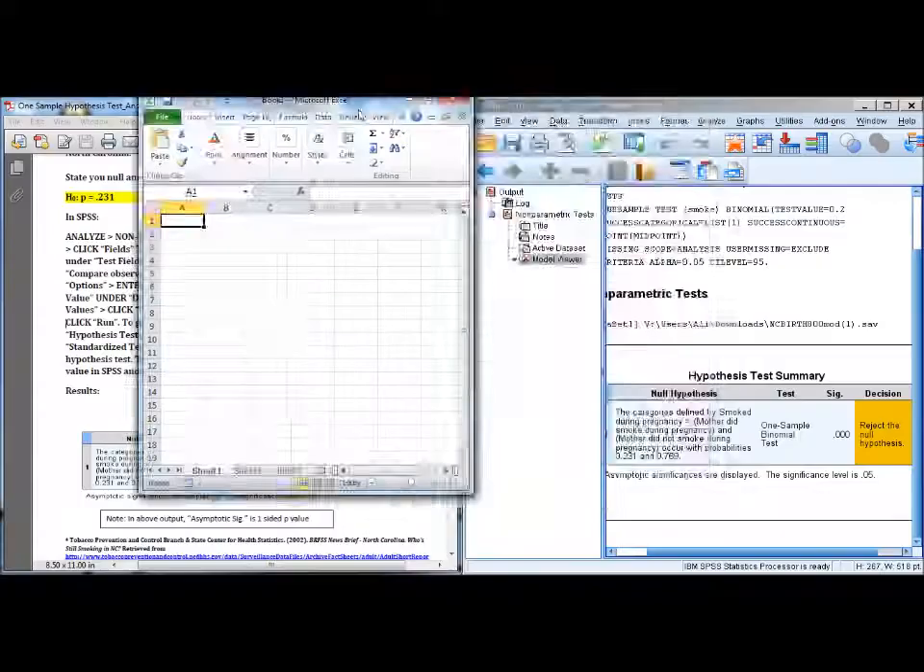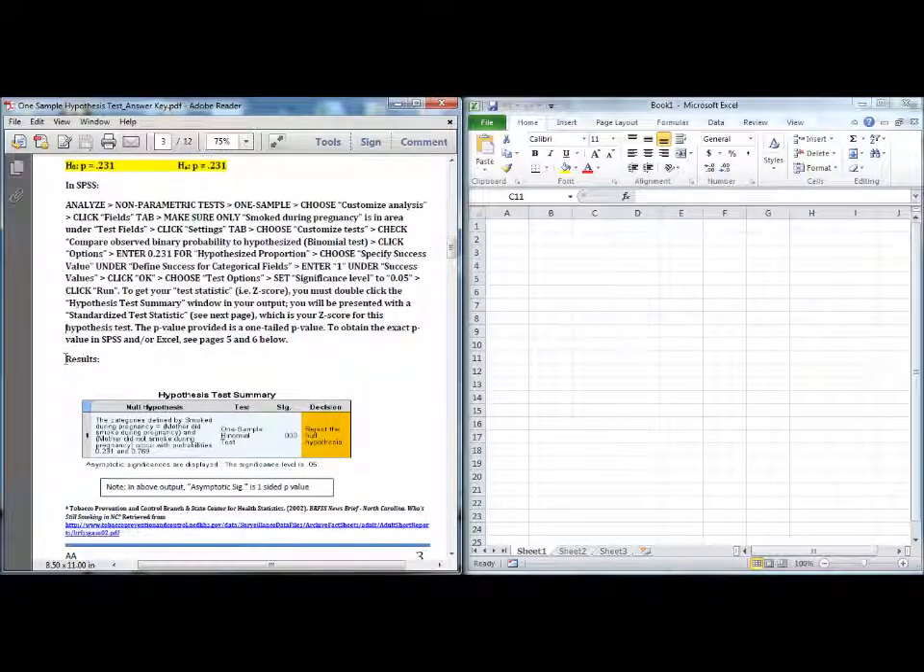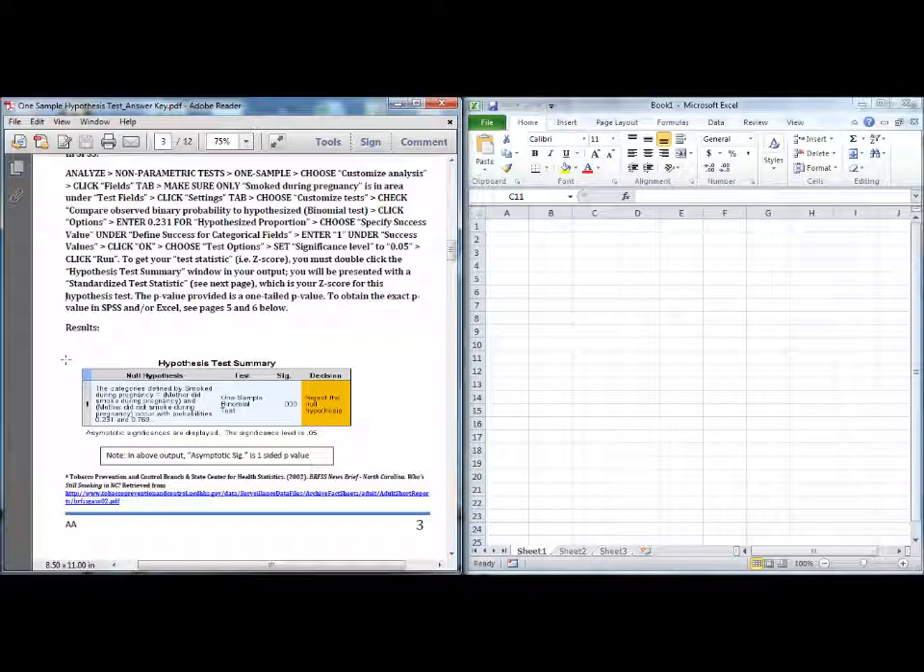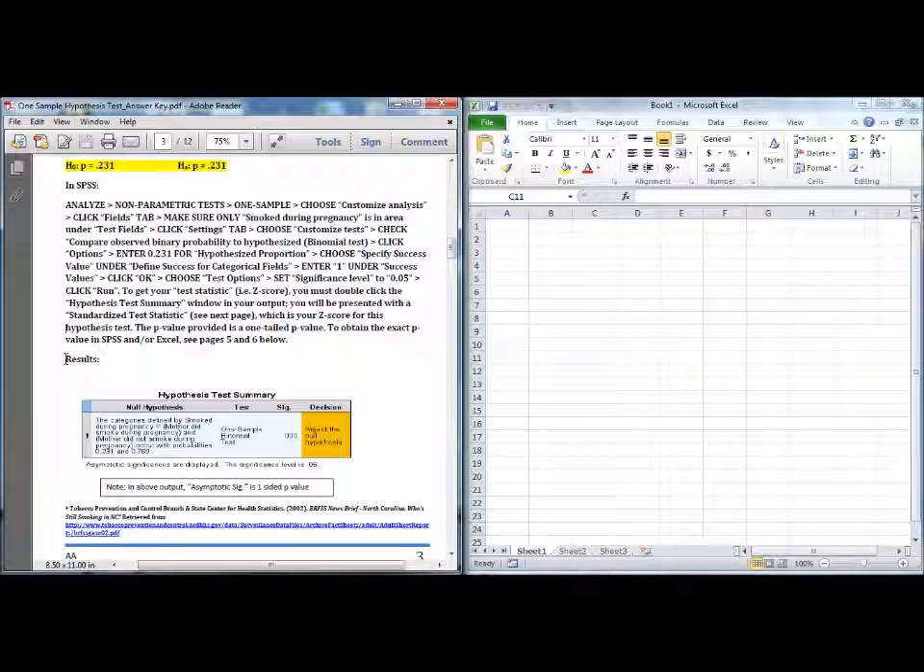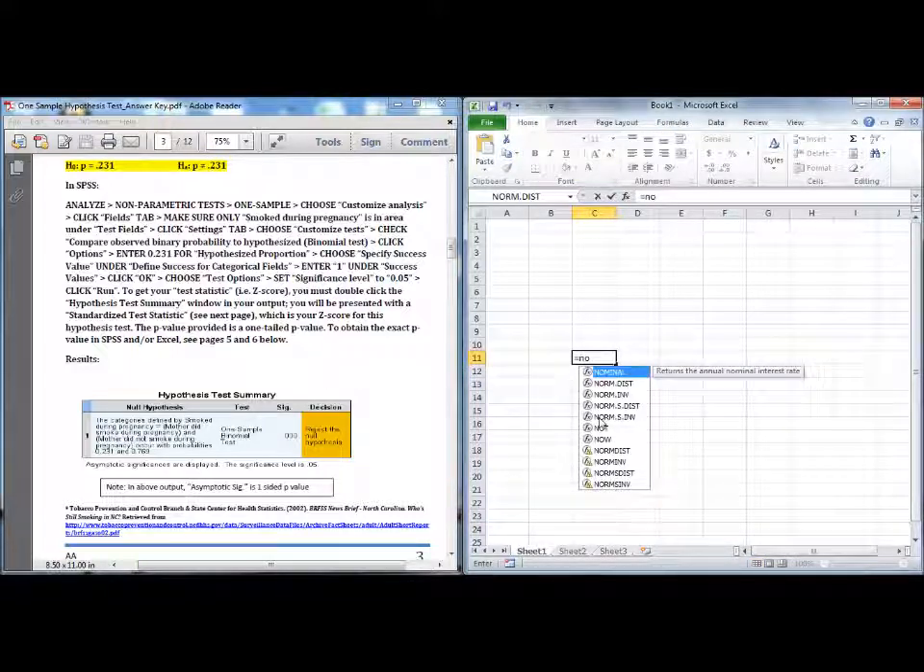So if I were to open a blank Excel file, now remember we learned how to calculate, if you recall, on a previous lab, probability distributions in Excel and SPSS. We learned how to do those calculations in Excel and SPSS, working with a normal distribution. So in this case, if we wanted to get this p-value for our z-score, we could use the normdist function, which we learned how to do.